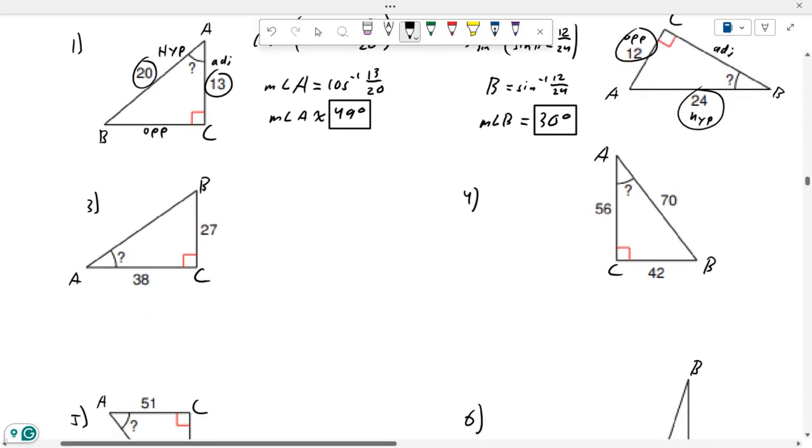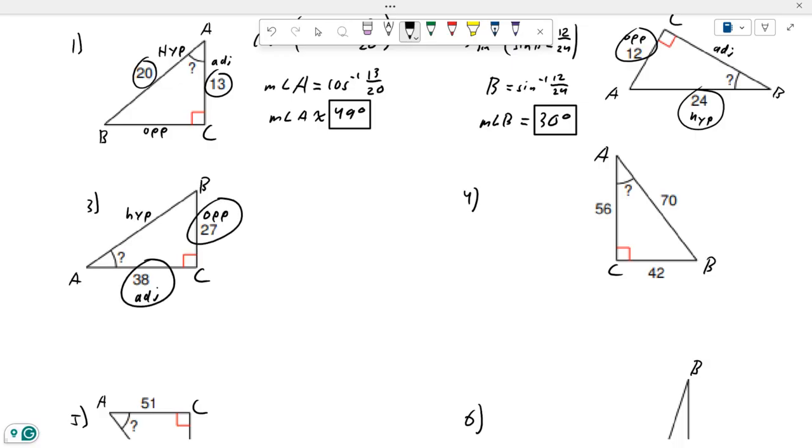Number 3. Again, we're going to label our triangle relative to the missing angle. My hypotenuse, as always, is across from the right angle. In this case, it's blank. My opposite is across from my question mark, which is angle A, and 38 is the leg that is adjacent. I want to use the trig function that connects the two numbers that I am given. In this case, I'm given opposite and adjacent, and the trig function that deals with both of those is tangent. So tangent of angle A is equal to opposite, which is 27, over 38, which is adjacent.